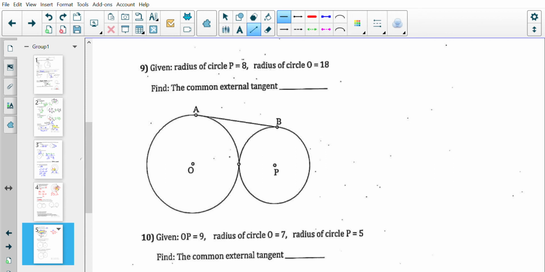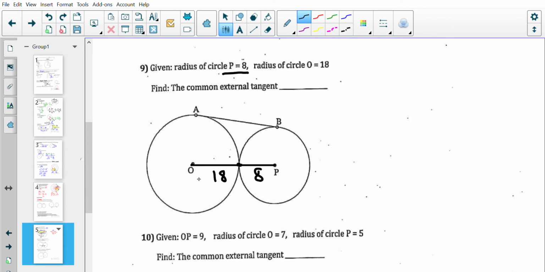We're going to draw a line connecting the centers of the two circles. Now, I know we don't have a length given to us, but we could figure out the length because it says radius of circle P is 8. So from P to the rim is 8. And then the radius of circle O is 18. So from O to the rim is 18, which means O to P has to be 26.